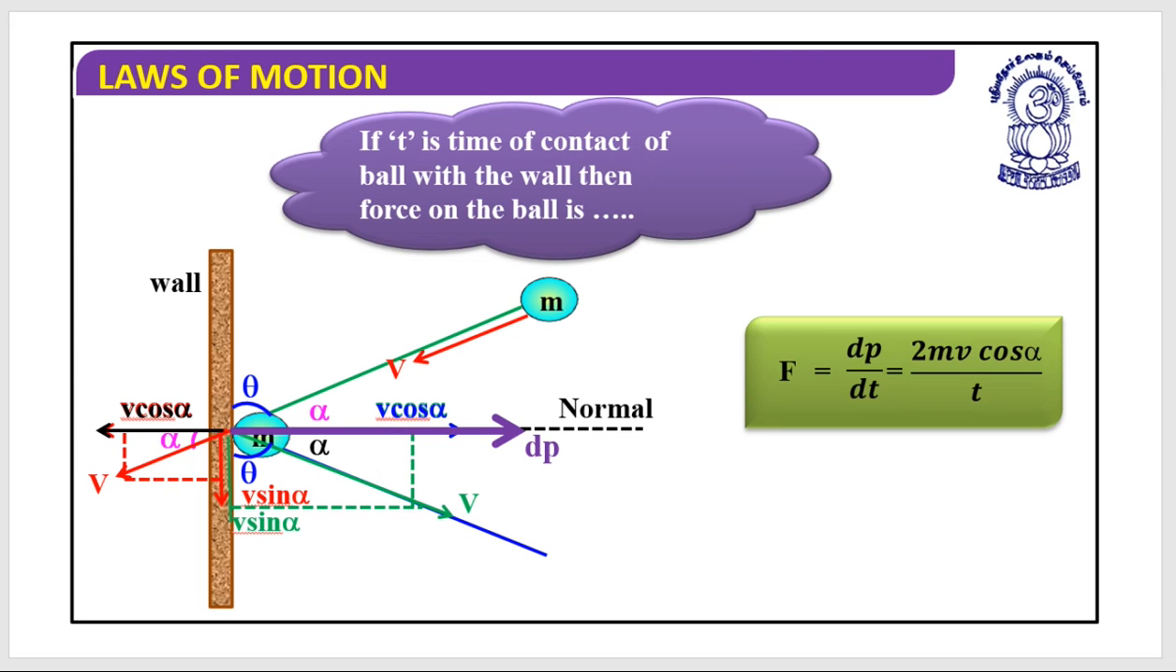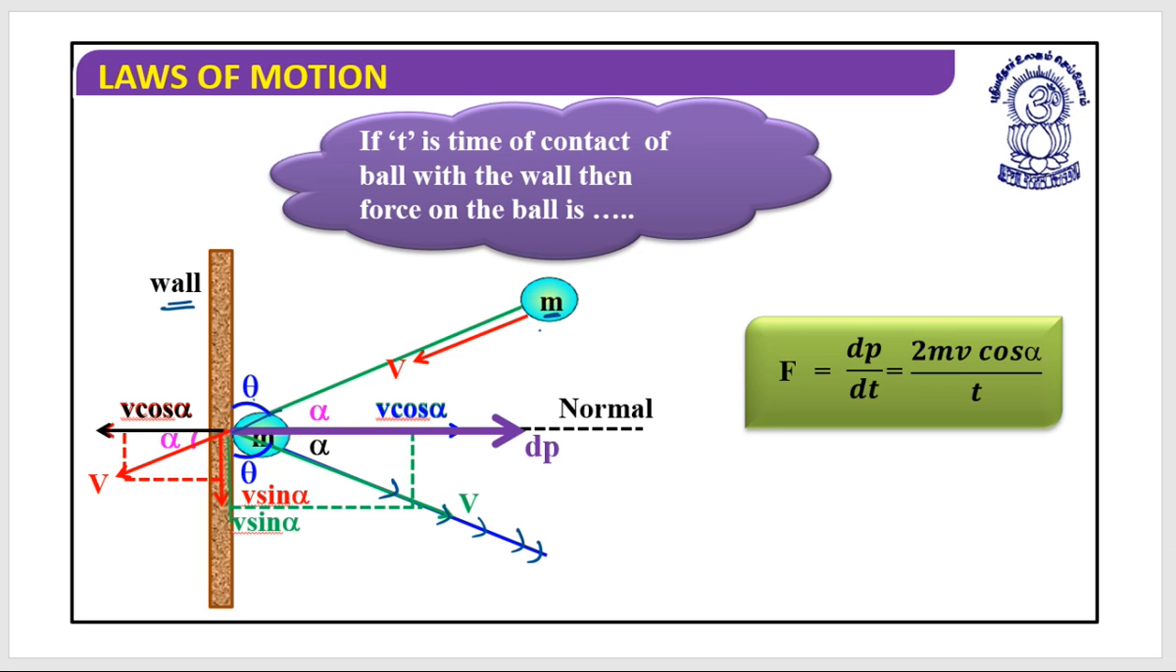Now let's look at the second application. Let's suppose a ball is there having mass m and velocity v. It is moving towards the wall, and it strikes the wall while making an angle theta with the vertical, and it rebounds in this direction.